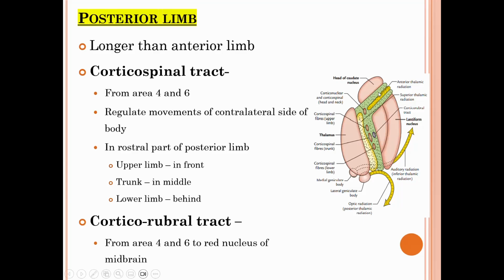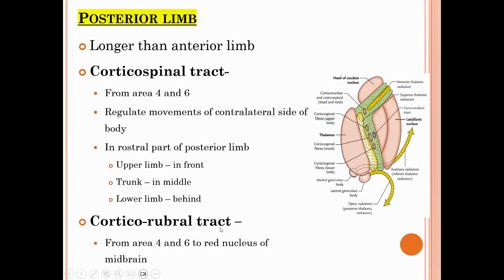So here you see in the posterior limb there is the corticospinal tract, coming from areas 4 and 6, which regulates movement of the contralateral side of the body. In the posterior limb, the upper limb is in front, the trunk is in the middle, and the lower limb is behind. So you can see here the lower limb, trunk, and the fibers of the upper limb passing through the posterior limb.